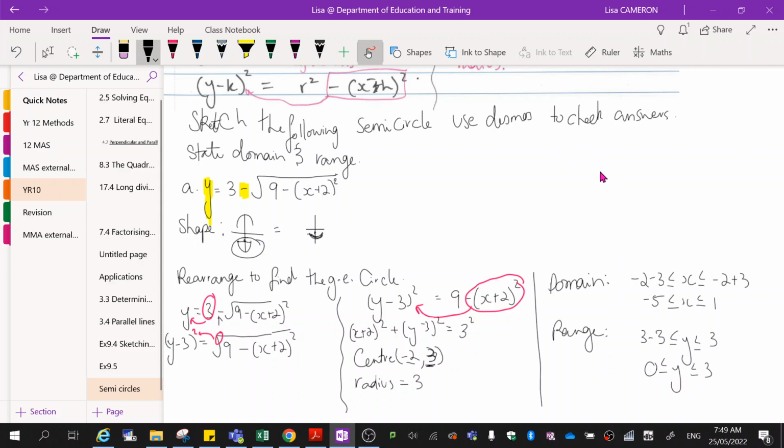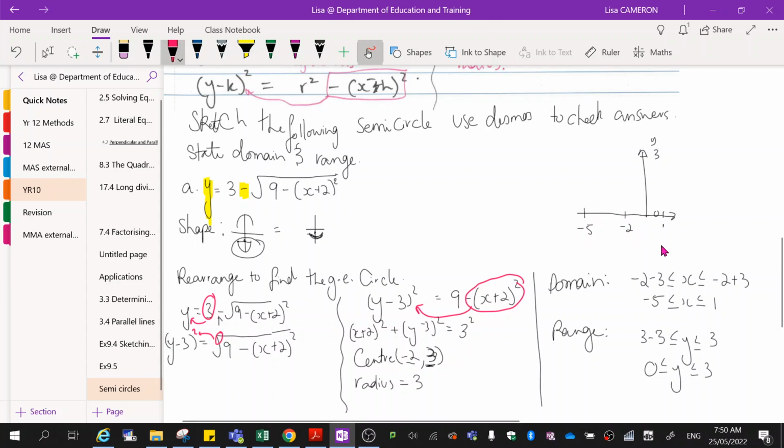Now I'm ready to sketch. So remember, when we're sketching, we use our domain and range to help us figure out where this thing should be. So there's my y-axis. I'm going to very quickly chuck on 0. I'm going to chuck on 3. Next one, I'm going to look at this and I'm going to see that it goes between -5 and 1. So we'll go all the way over there, a little bit further over here. So there's 1, there's -5. Now I'm going to put on the halfway point between them, which is -2.